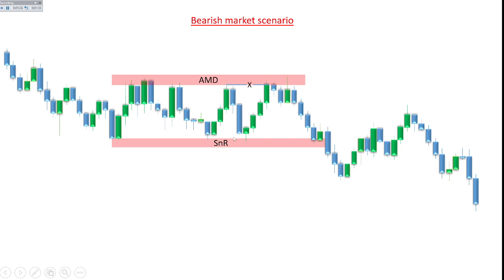So if the break occurs to the downside, then we have a way we trade such scenarios. First, you have to understand that in a bearish market scenario, if the market is stuck in a range, price probably breaks to the downside. Therefore you should apply what they call the AMD, the accumulation, manipulation, distribution strategy. Which means the market accumulates, this is the accumulation, you probably have the manipulation to the upside, and you have the distribution to the downside.